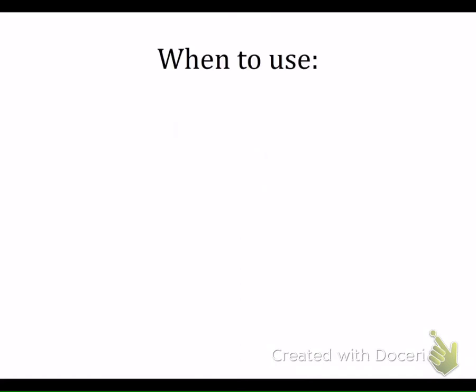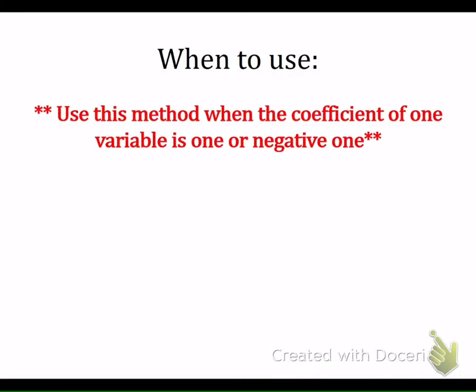All right. So this is when we would use substitution. I would use the substitution method when the coefficient of one of the variables is a 1 or a negative 1. To use substitution, you have to get either the x by itself or the y by itself. So it's easiest to do that when your variables have a coefficient of 1, or if they have a coefficient of negative 1, you can just divide everything by negative 1, and then you're good to go that way.